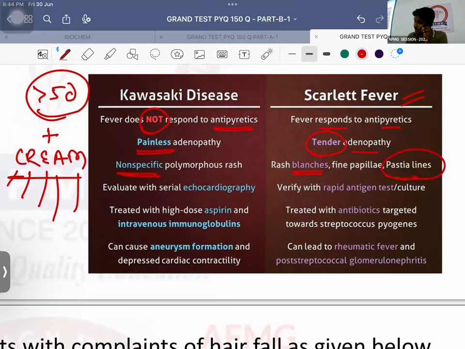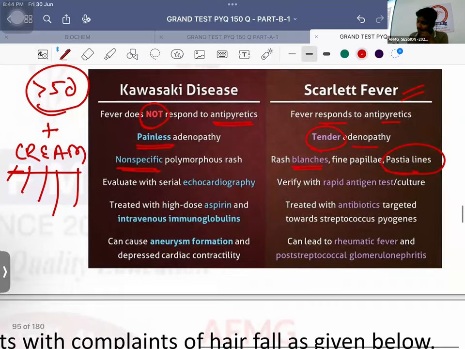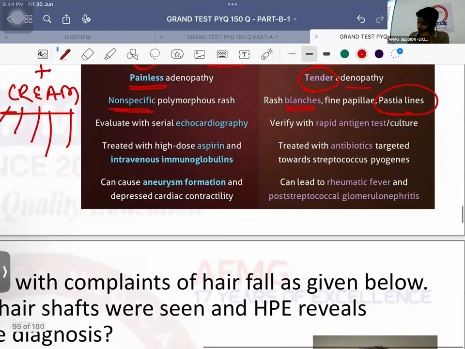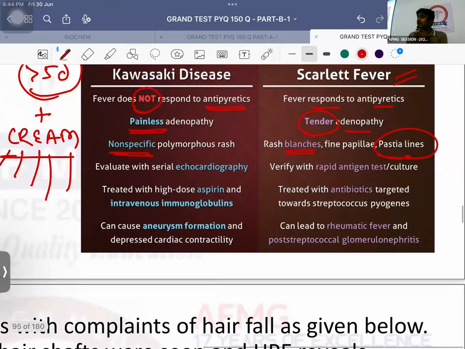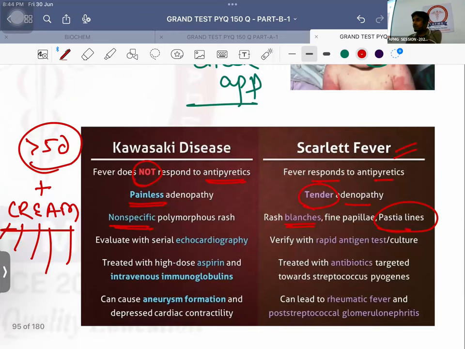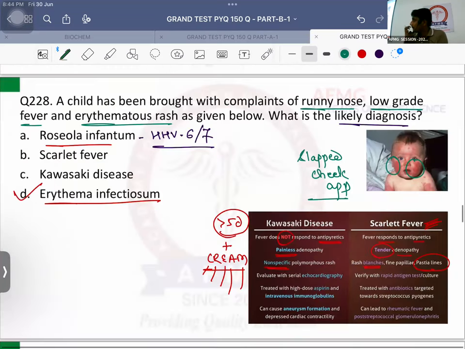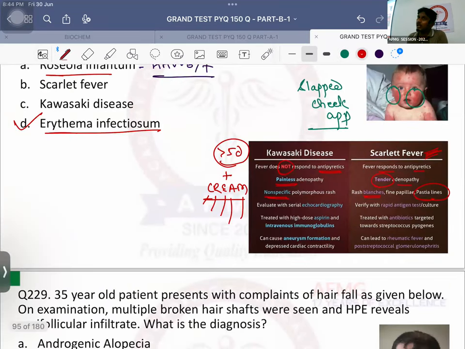Along with that, important, Pastia lines are seen on the rash. Okay? Also remember that when the rash has a sandpaper consistency, that is a feature of scarlet fever usually. So at least remember this. In Kawasaki disease, the most common cause of death is myocardial infarction. Very good. It can also lead to aneurysm in the child. Most common cause of MI in a child is Kawasaki disease.